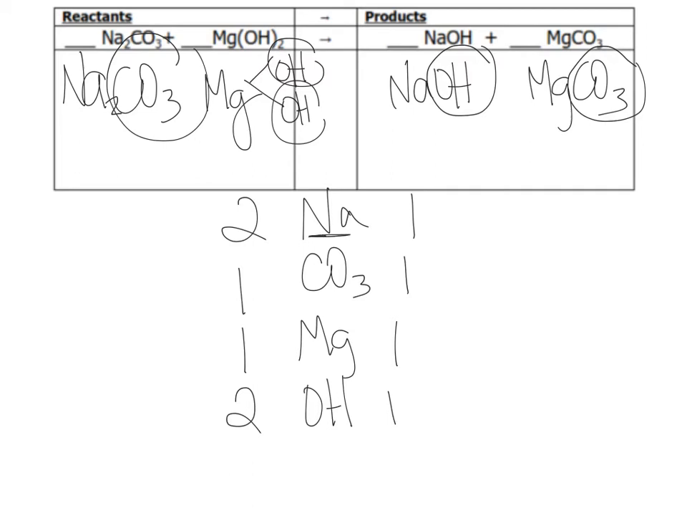So it looks like I need to work on Na and OH to make them even. I know I need a 2 in front of NaOH in order to balance that out. And I not only distribute to the Na, but also to the OH, which means I now have two groups of OH, and everything is balanced with a 1, 1, 2, 1.